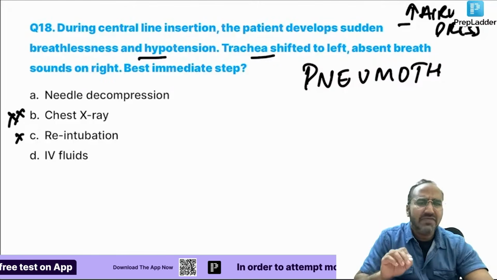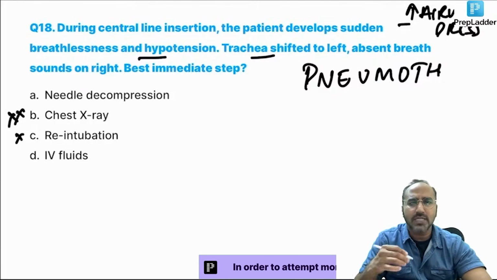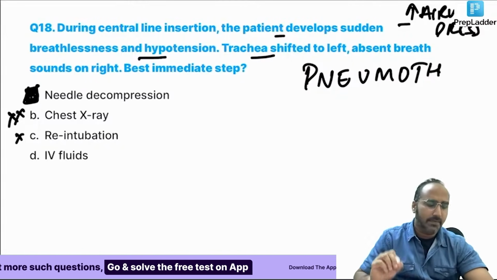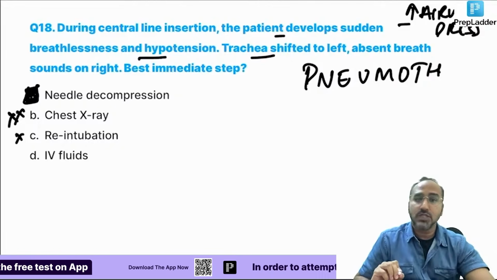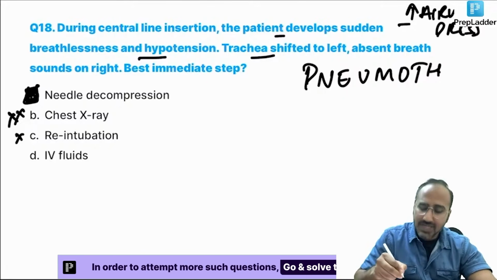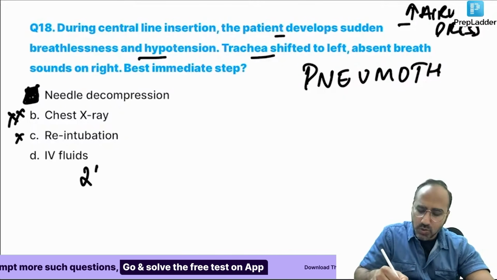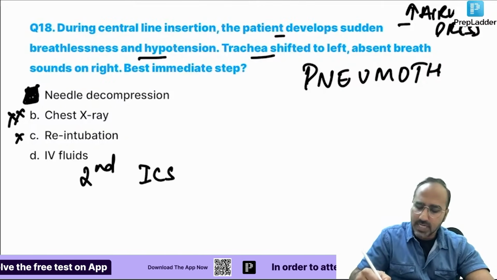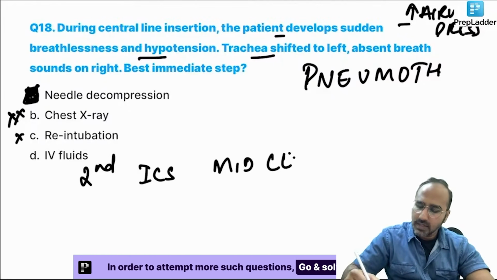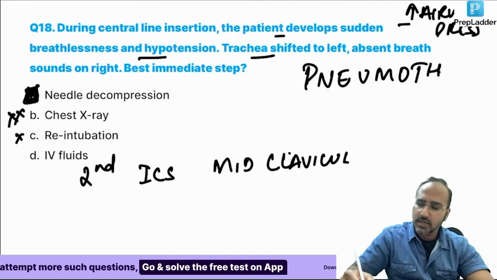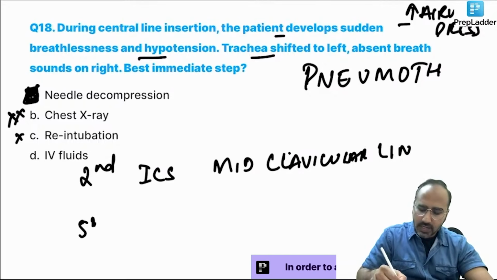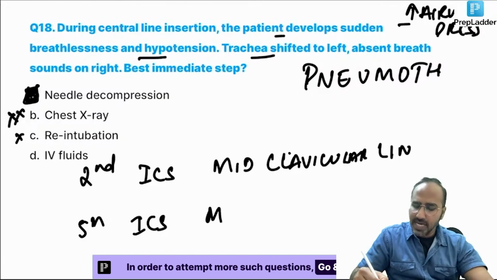IV fluids, yes, can be given, but if you give IV fluids, will it treat pneumothorax? No. The best way is needle decompression. Best way is what, guys? Needle decompression. Now, when you are going for needle decompression, where are you going? The classical way is the second intercostal space, mid-clavicular line. Or you can go for the fifth intercostal space, mid-axillary line.